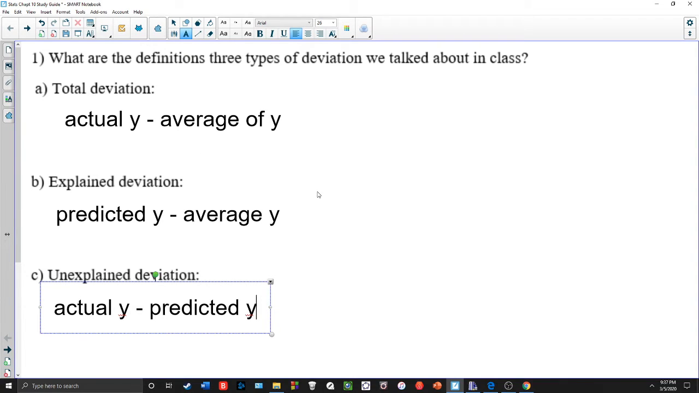So that's all there is to it. Again, it's just a matter of making sure we know what each one represents. Total deviation is from actual to average. That's the entire span of things, how far off your actual number was from the average, whereas explained and unexplained deal with your predicted y value and looking at how far that is from the average or the actual, respectively.